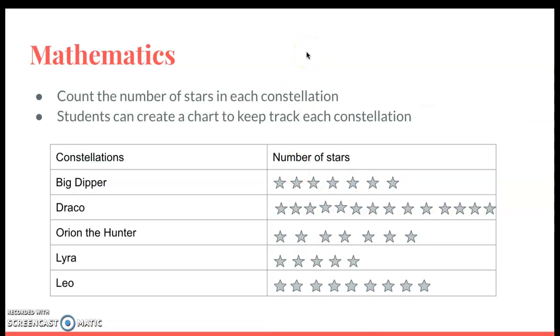For math, we would have the students count the number of stars in each constellation, and students can create a chart to keep track of this. So we would have pictures laid out on the table, and then give the students a chart like this with the names here, but not these stars. And they would fill in the number of stars they count for each constellation.